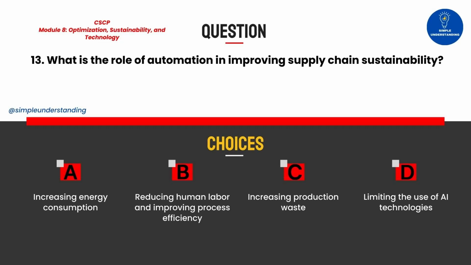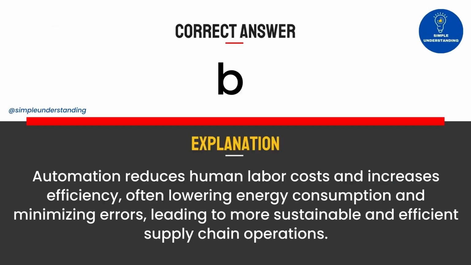13. What is the role of automation in improving supply chain sustainability? A. Increasing energy consumption. B. Reducing human labor and improving process efficiency. C. Increasing production waste. D. Limiting the use of AI technologies. Correct answer: B. Explanation: automation reduces human labor costs and increases efficiency, often lowering energy consumption and minimizing errors, leading to more sustainable and efficient supply chain operations.